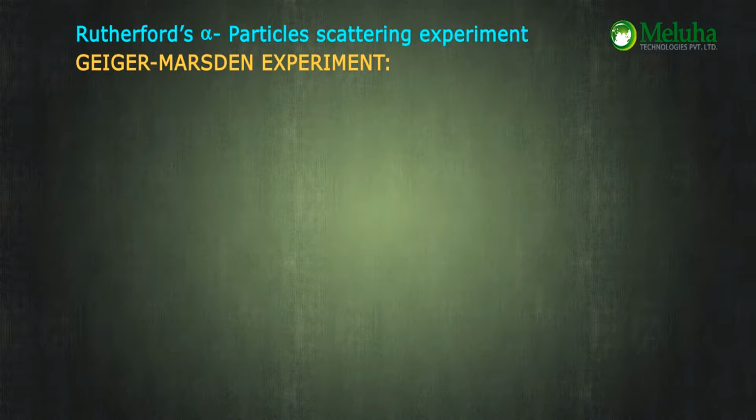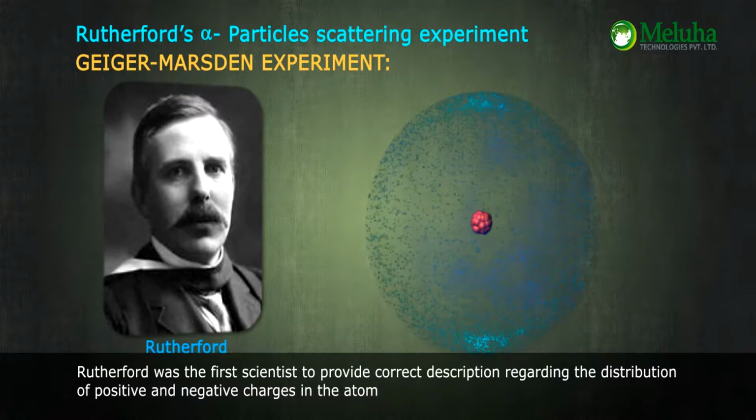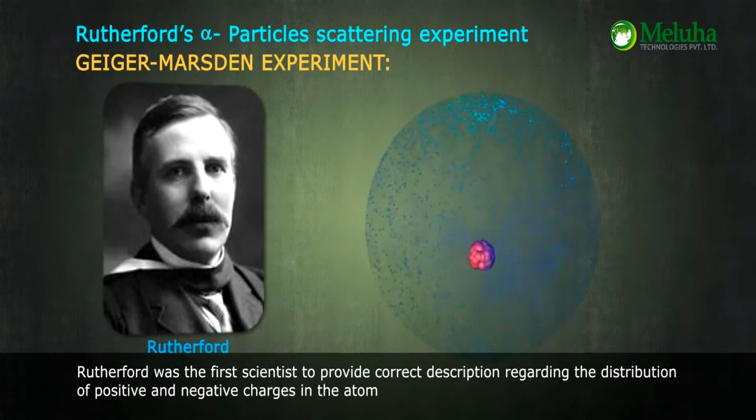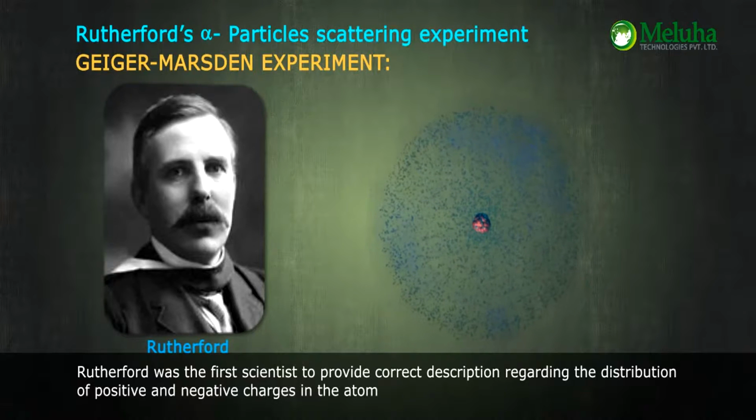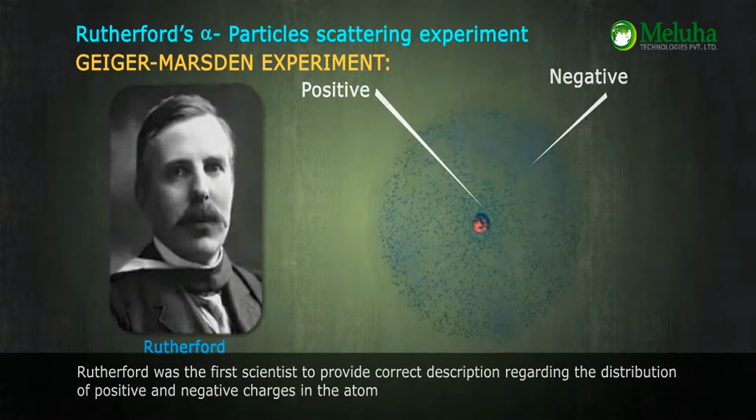Geiger-Marsden experiment. Rutherford was the first scientist to provide a correct description regarding the distribution of positive and negative charges in the atom.